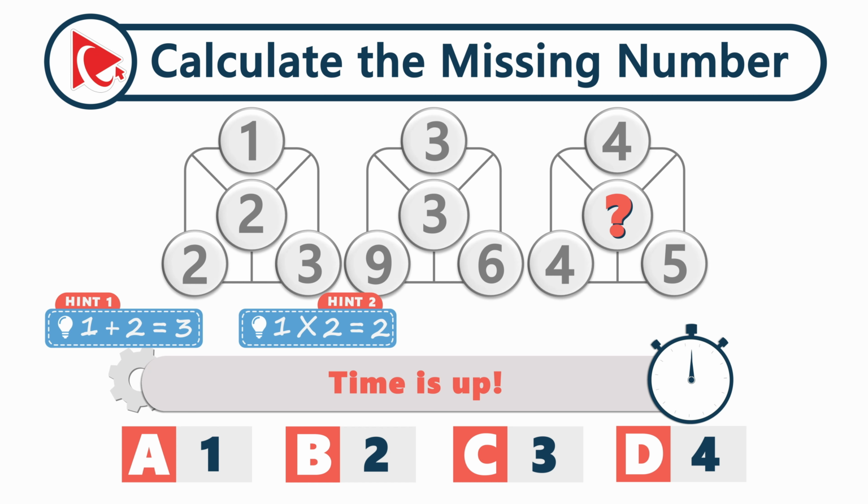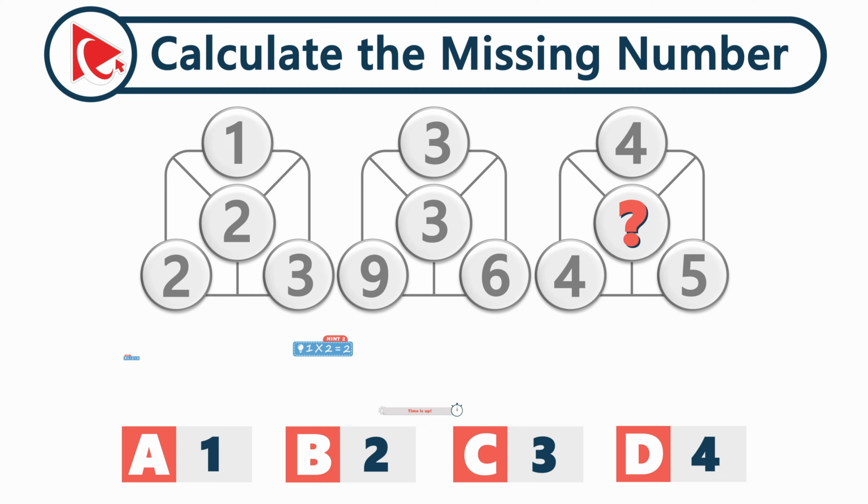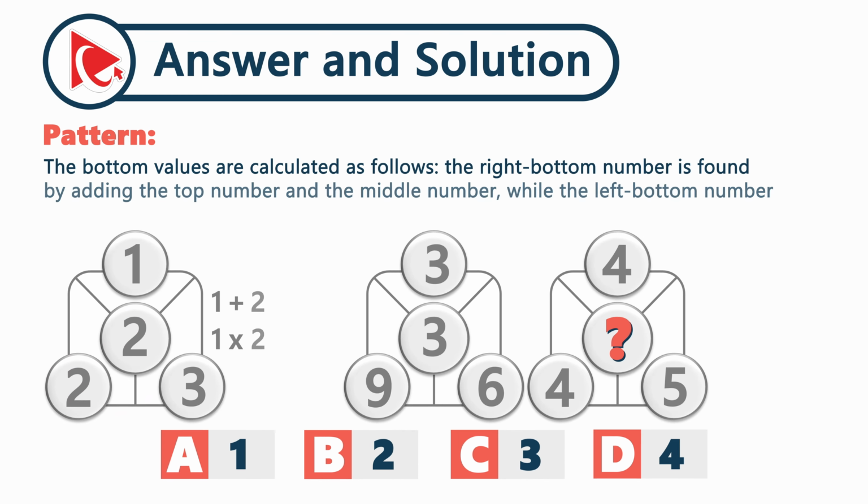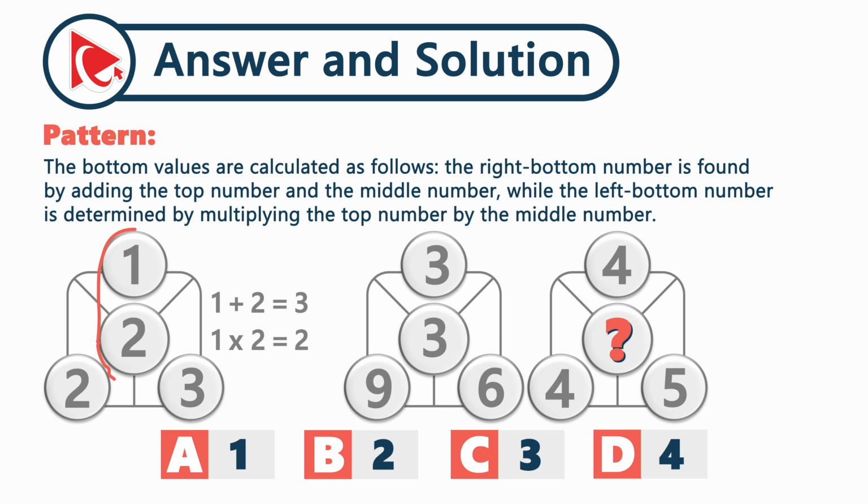Time's up. Do you have your answer ready? I hope so, because the pattern in this question could not be any simpler. Let me show you the first element of this pattern. 1 plus 2 equals 3. And then for the bottom number on the left, 1 multiplied by 2 equals 2. In fact, bottom values are calculated as follows. The right bottom number is found by adding the top number and the middle number, while the left bottom number is determined by multiplying the top number by the middle number.